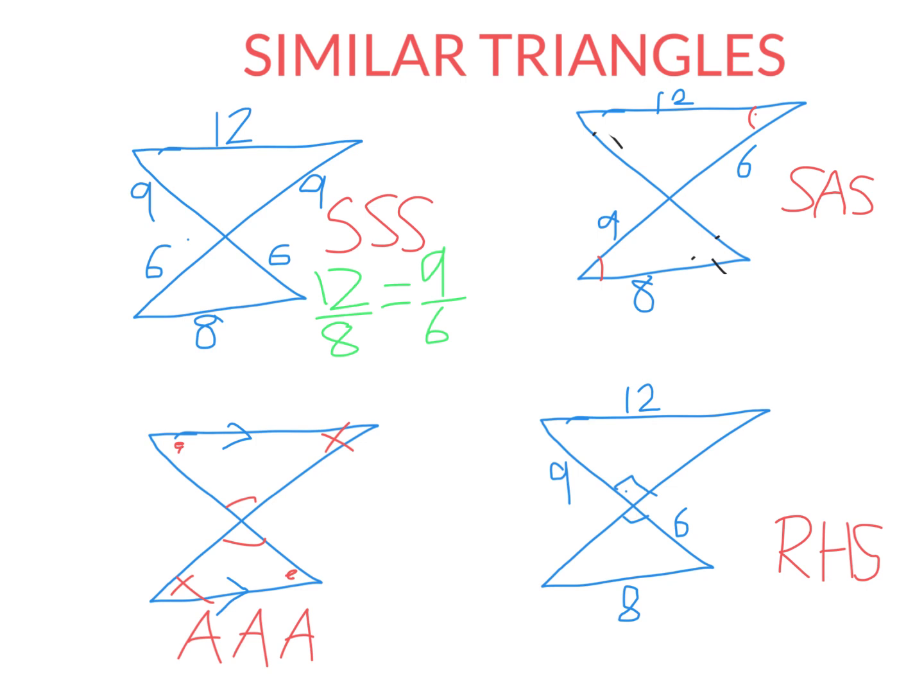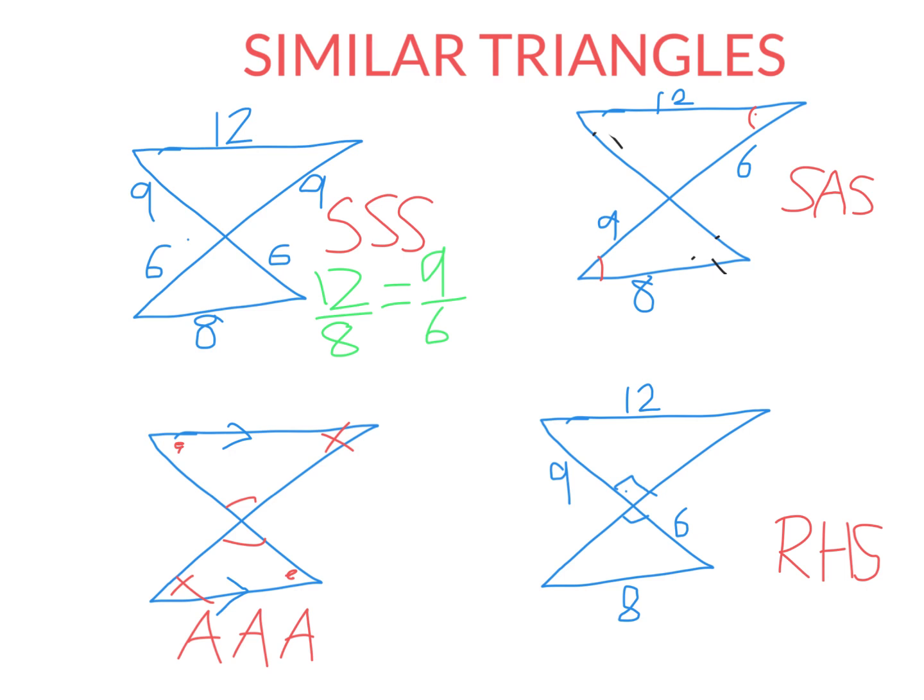Turns out for right-angled triangles, because of Pythagoras, we can get around this a little bit. So hypotenuse scale factor is 1.5. The scale factor of these two sides is 1.5, and they have a right angle, so they satisfy the RHS test. I don't need to go and check other pairs of angles. I know that they'll be equal.